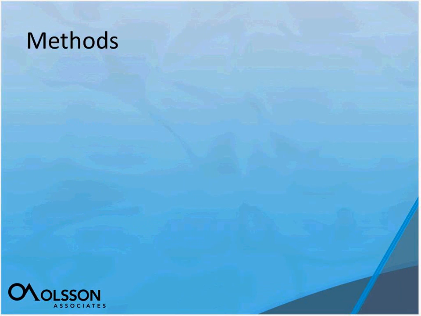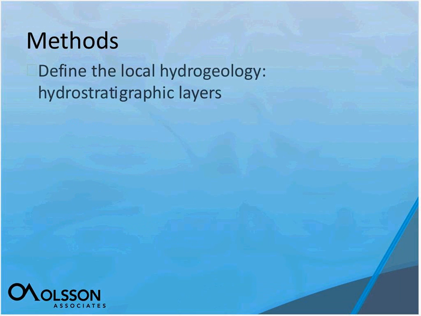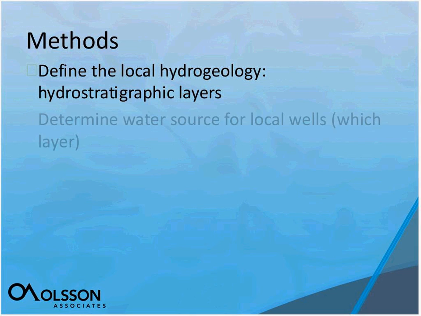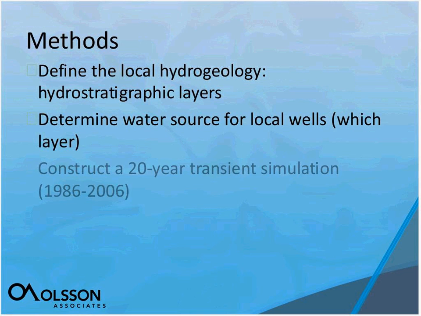So, the study that we did for the Hastings utilities was specifically to look at how these new wells may impact existing wells. And the methods of our study included first defining the local hydrogeology and the hydrostratigraphic layers. And then, once we know the geology, we wanted to determine what's the source for the local wells, which layer are they tapping into primarily. And then we constructed a 20-year transient groundwater simulation.